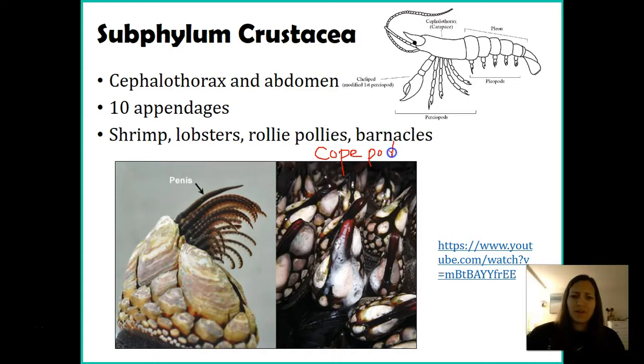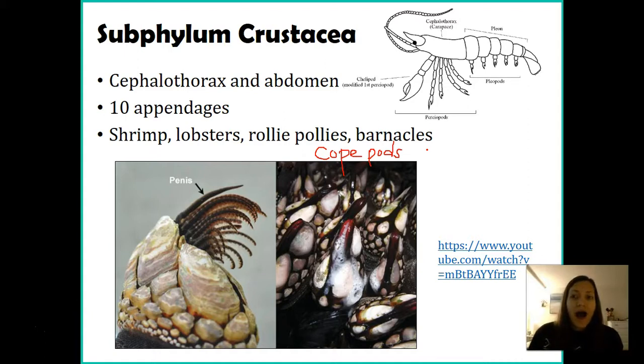So I've mentioned these guys quite a bit. These were those microscopic organisms we saw in lab. These were also what we talked about when we were looking at the nematode parasite, the guinea worm, how they infected copepods that people might unintentionally be drinking. So copepods are included in this group as well.